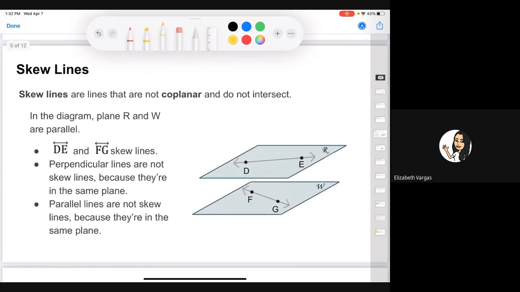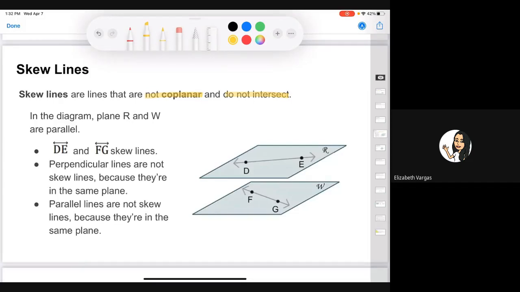Now we're going to learn about something new, skew lines. Skew lines are lines that are not coplanar, so they are not on the same plane, and they do not intersect. So it's a little bit like parallel lines, but skew lines, on the other hand, are not coplanar, where parallel lines are on the same plane. So skew lines are not on the same plane, but still do not intersect.